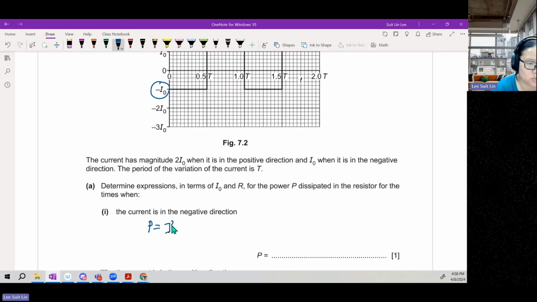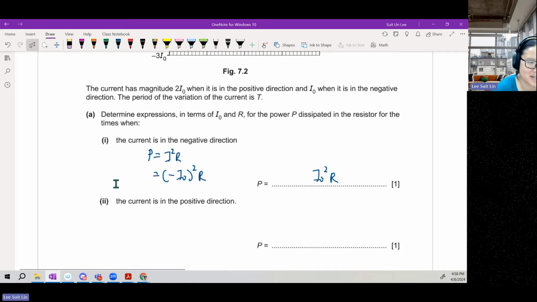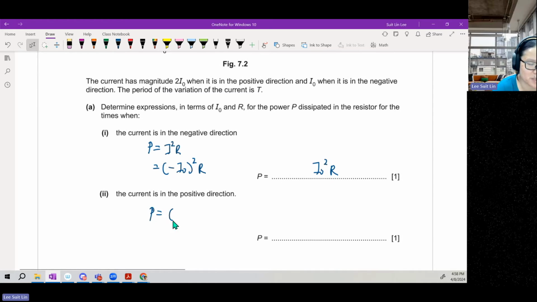P is equal to I square R. But in this case, it's negative I0 squared times R, so this will be I0 square R. Just like in the positive direction, P will be equal to 2 I0 square R, which will be 4 I0 square R. Nice. If you don't remember the I square R equation, then a bit sad.